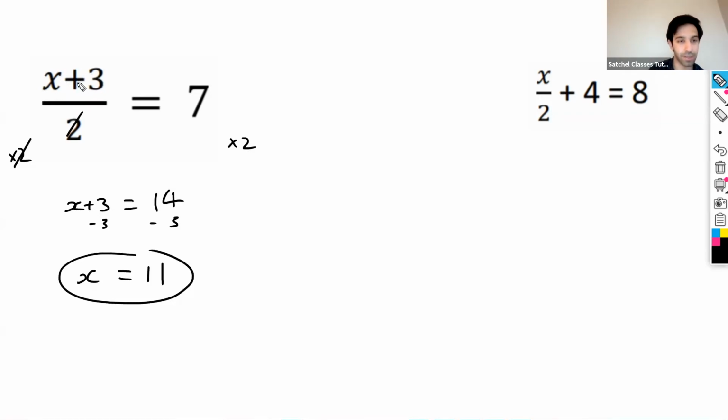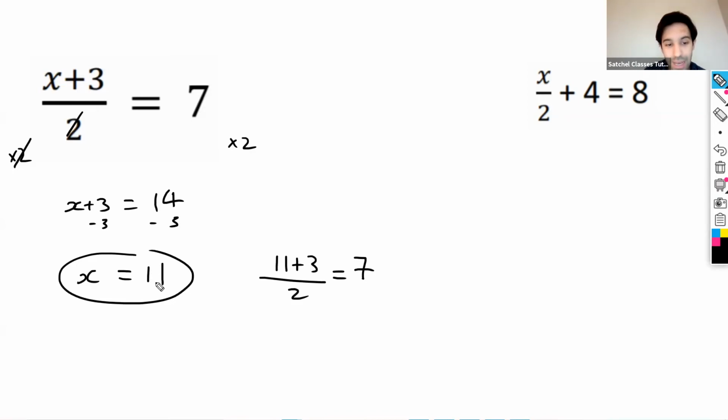Let's sub 11 back into this equation, and what we get is (11 + 3) divided by 2 is equal to, well, 11 plus 3 is 14. 14 divided by 2 is 7. So when x is equal to 11, this equation holds true.